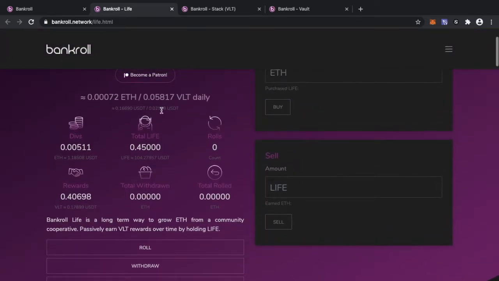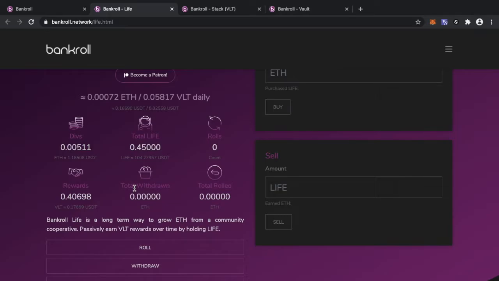The other aspect of the rewards is VLT. VLT is basically the Bankroll token for the Ethereum blockchain. So if you've played Bankroll before, you would know about the Anchor token, which is basically the Tron or TRX version of the Bankroll token, and that is Vault. Now you might think, all right, I'm getting a couple of Vault every day, or more if your Life holdings are higher. What are the benefits of Vault?